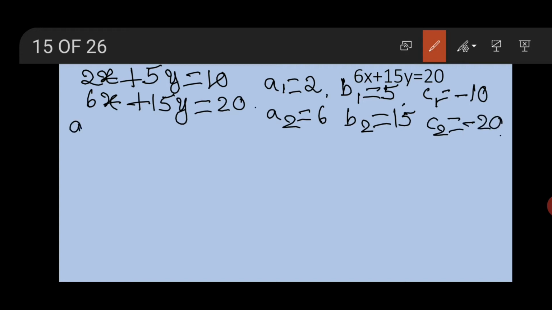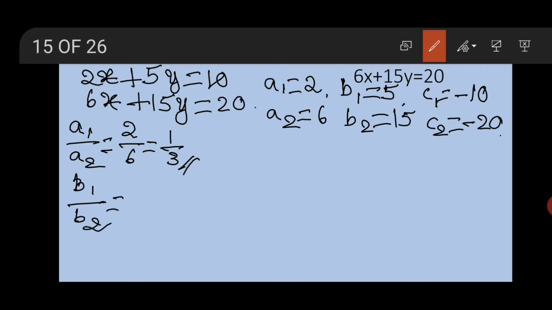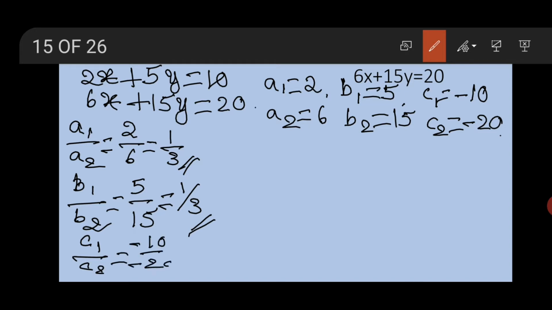So find the ratio a1 by a2. a1 divided by a2 is equal to 2 divided by 6, which is 1 by 3. Similarly the ratio b1 by b2 is equal to 5 divided by 15, which is also 1 by 3. Next, c1 by c2 is equal to minus 10 divided by minus 20. Minus divided by minus becomes plus, the zeros cancel, so it is 1 divided by 2.